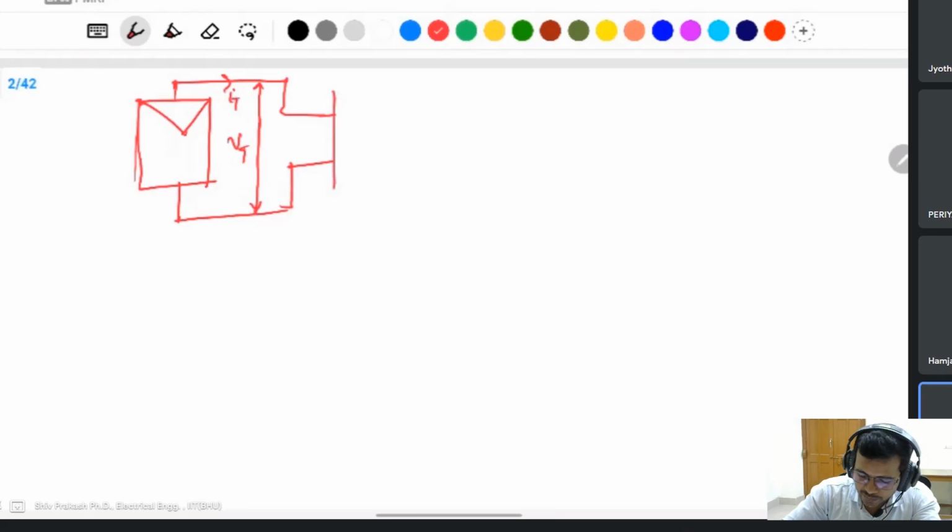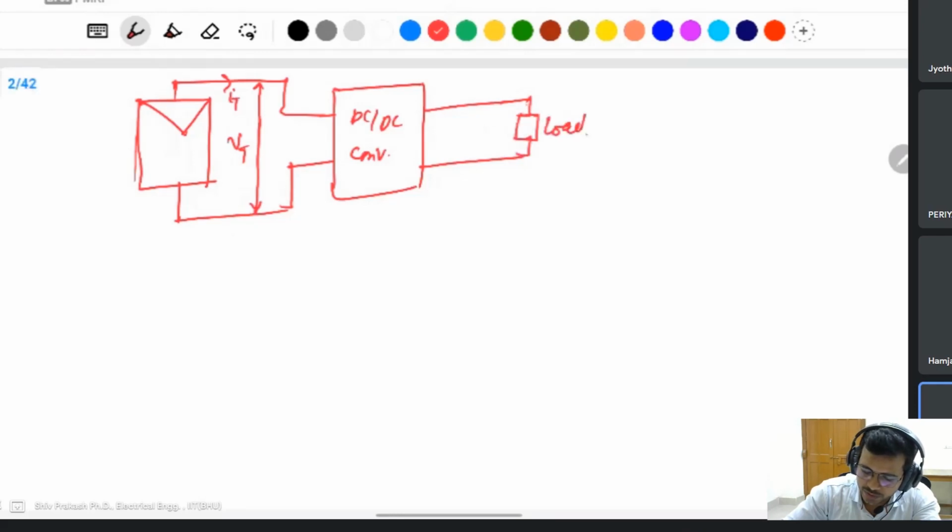In a standalone system, you simply apply a DC converter. After that, you connect the load. This is the load voltage. This is the duty cycle D to control the DC converter. And for the maximum power point, you take the terminal voltage Vt and current It and apply an algorithm here.